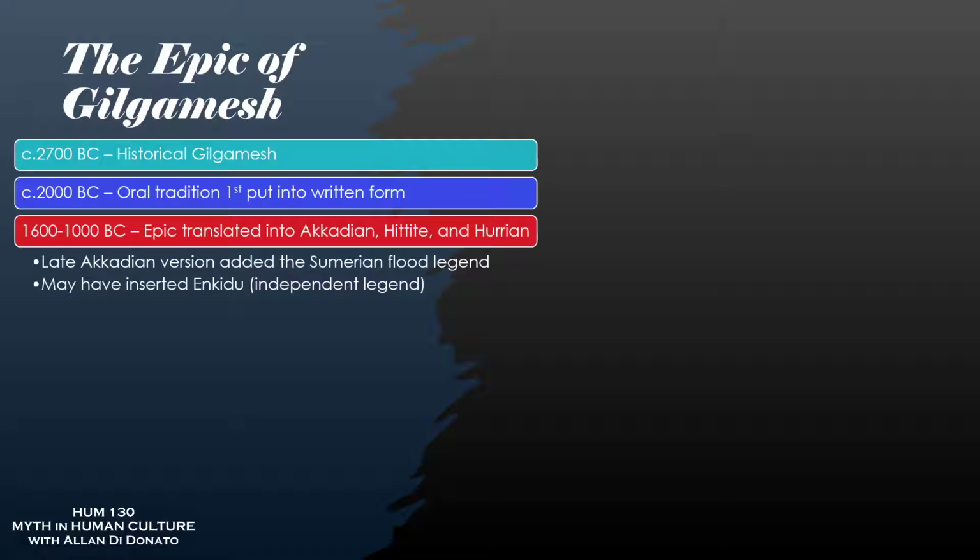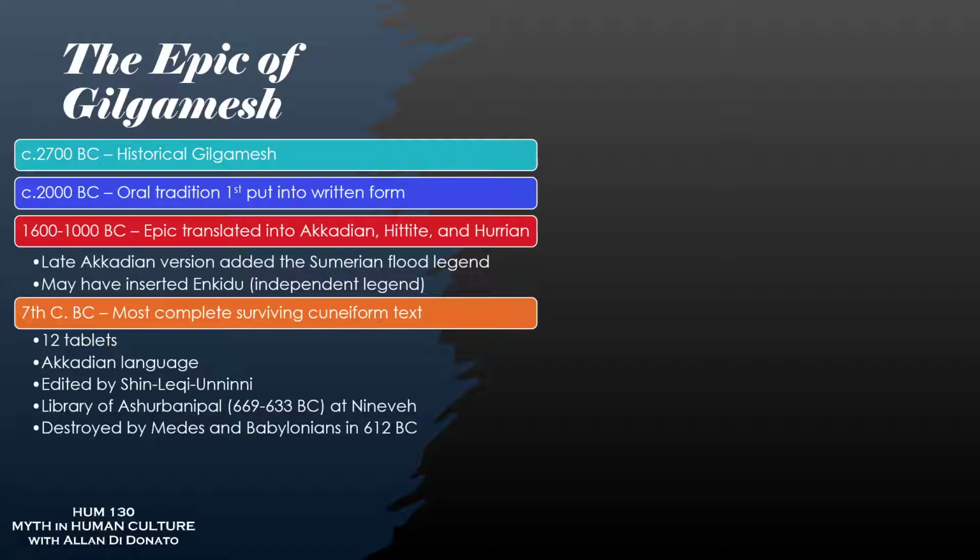Now, some things have been added into the epic, most people think the flood story. Okay, so at the end of the story of Gilgamesh, we have the story of the flood. A lot of people think that was a separate tradition that got woven in at a certain place. And some people even believe that the whole character of Enkidu was an independent legend that was woven in as well. I'm going to be a little bit skeptical on that only because I think the epic as we have it would make very little sense without Enkidu. I think Enkidu is such a central element in the story. I can't imagine the Epic of Gilgamesh without Enkidu as part of it.